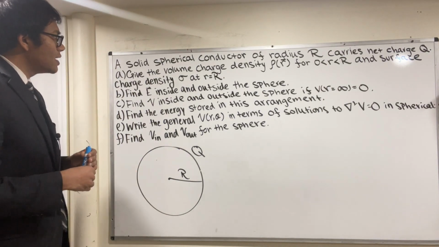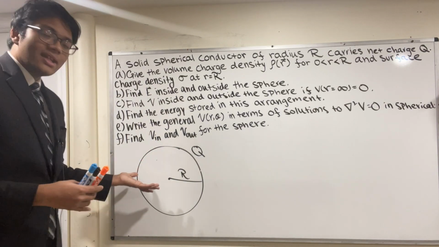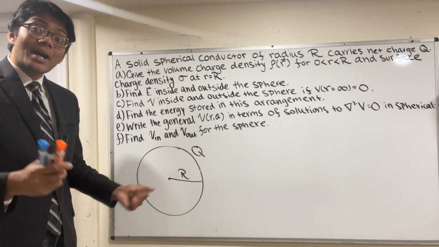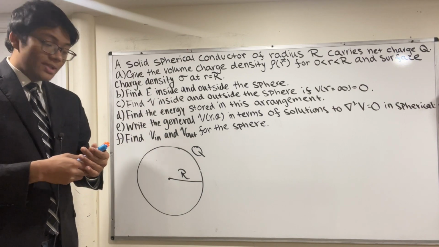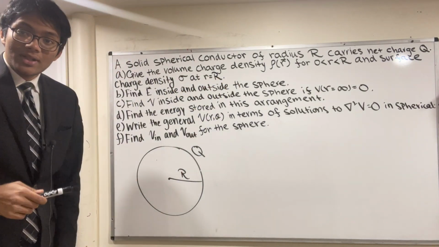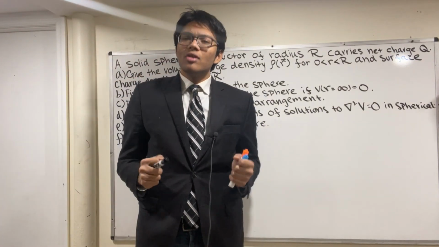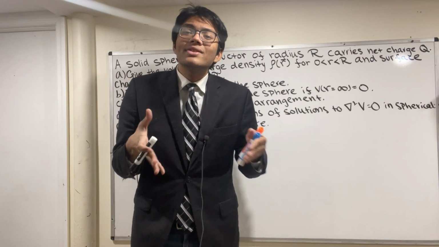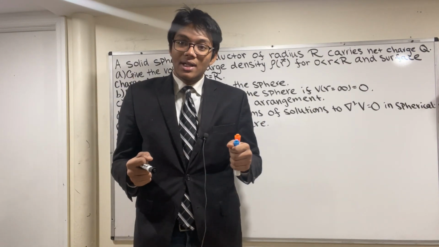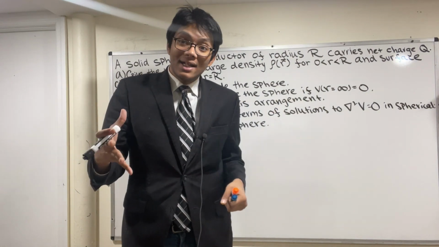Okay, so how are we going to give the volume charge density? I mean, we don't know anything about this sphere, do we? But there is one detail we must be careful not to omit. It is a conductor, right? It is a spherical conductor. And what do we know about conductors? What is the most important thing about conductors? Why do you go inside a conductor when there's a lightning storm? Because a conductor has no electric field inside.